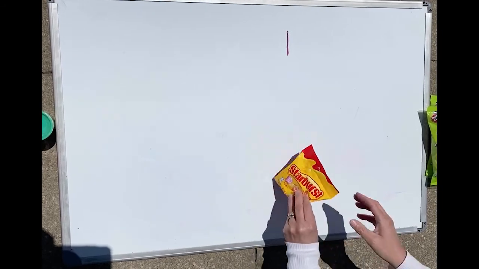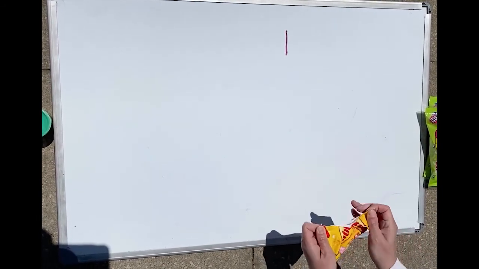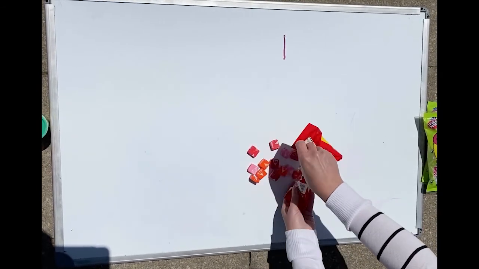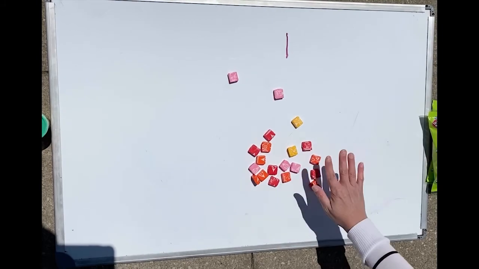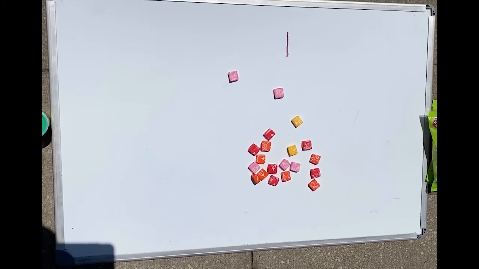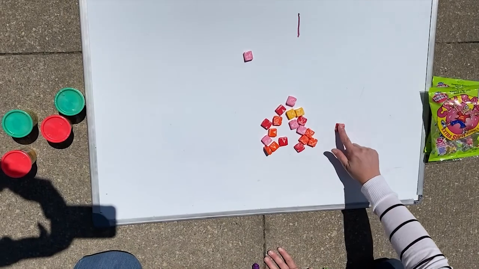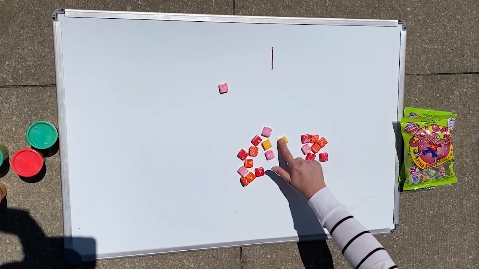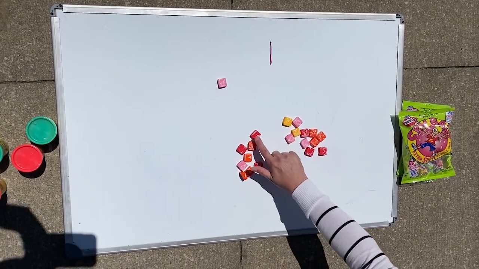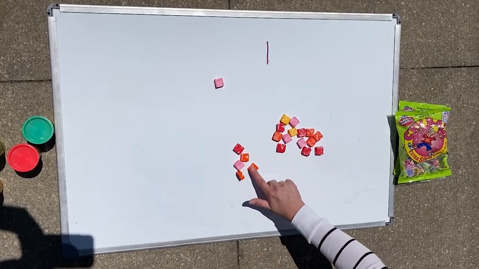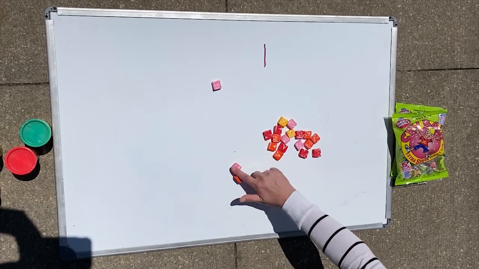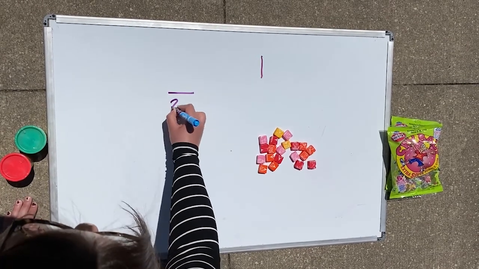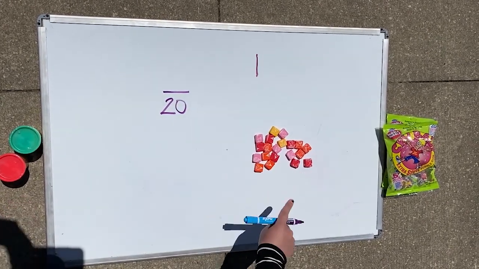When I open up my Starburst, I want to first count them. We are going to count them to figure out what our denominator is going to be. 1, 2, 3, 4, 5, 6, 7, 8, 9, 10, 11, 12, 13, 14, 15, 16, 17, 18, 19, and 20. That means that our denominator is going to be 20 because we have 20 parts of our whole bag of Starburst.